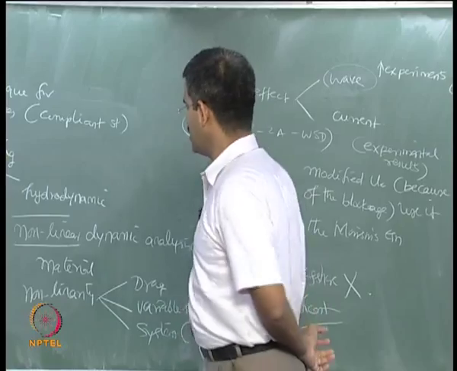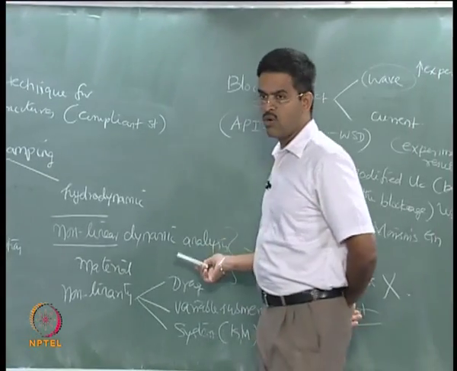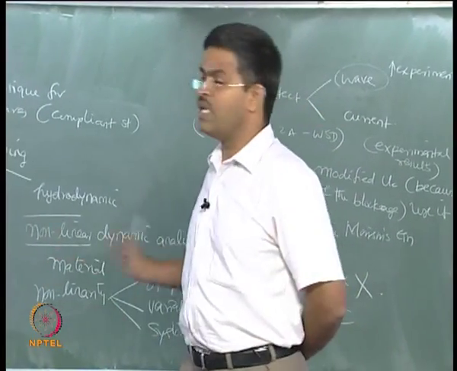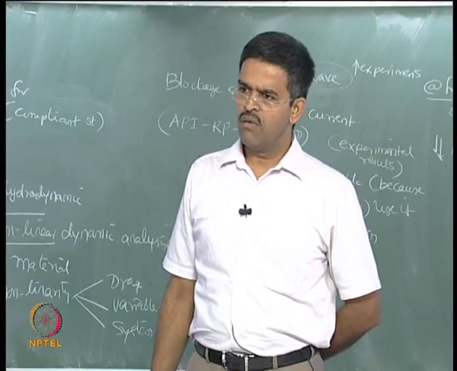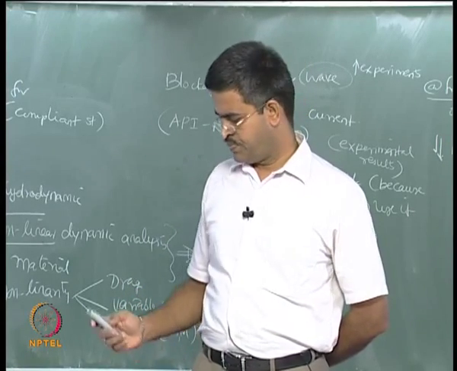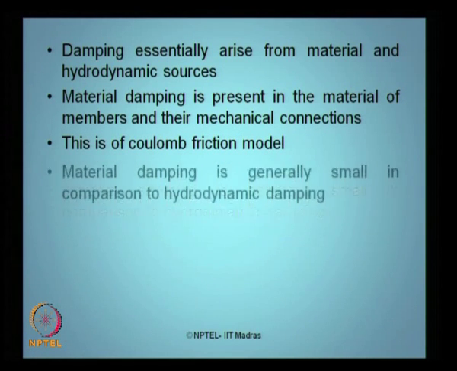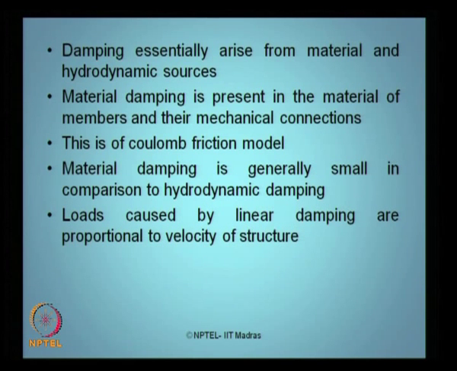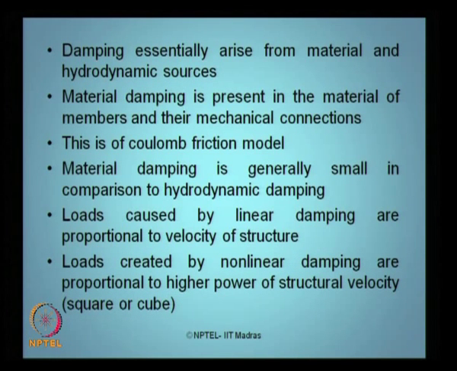Material essentially talks about the friction model, whereas hydrodynamic essentially talks about the velocity model, which is important for us because our whole analysis depends on C as a function of, or proportional to, velocity. So material damping is generally smaller, as we just said. The loads caused by linear damping are proportional to the velocity. It can be linear, or of a higher order as well.